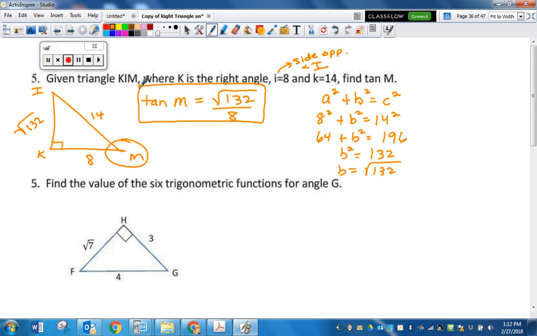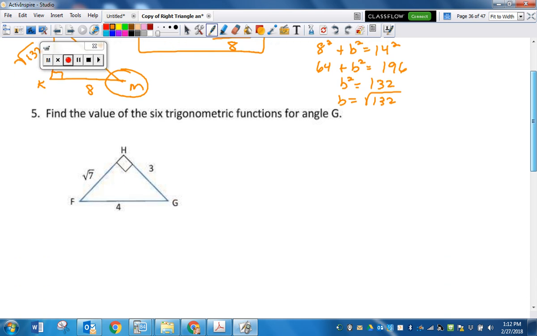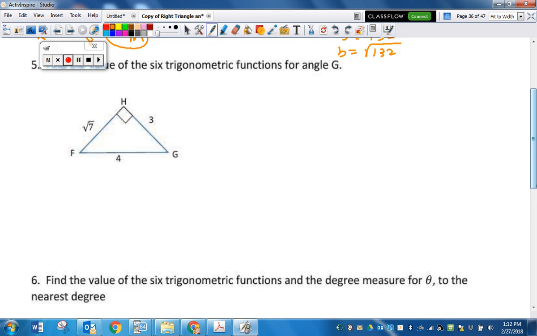Okay. Now, the directions are to find the value of the 6 trig functions. We're using angle G here in this case. So I circle G, and I've got all the sides. Well, what are the 6 trig functions? We want to find the basic ones: sine of G, cosine of G, and tan of G. Those are the basic 3 that we know. Tan, so SOH CAH TOA.